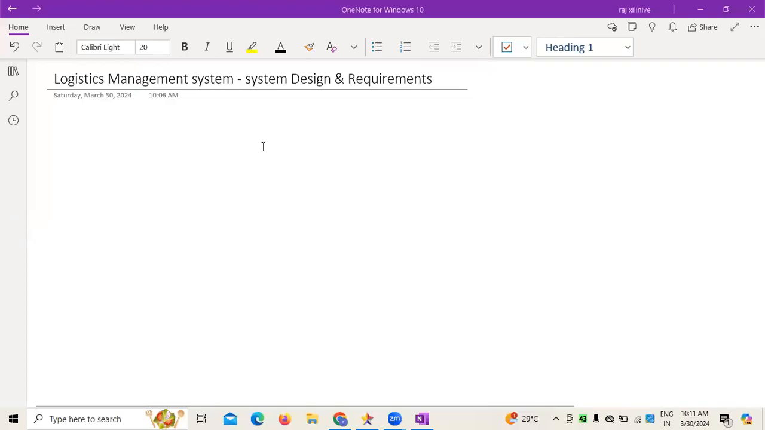Hi, in today's video, I'm going to discuss the high-level system design in context to the logistics management application, followed by the kind of requirements which will be involved in it. This video is for two kinds of people: both technical people as well as people in business analyst kind of roles.